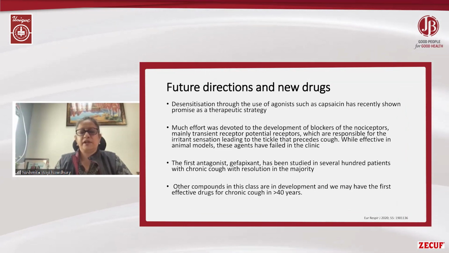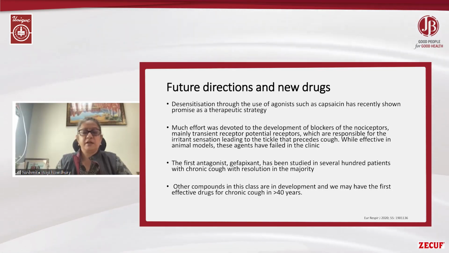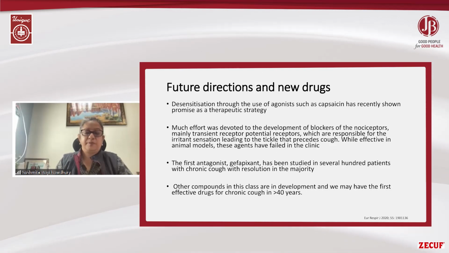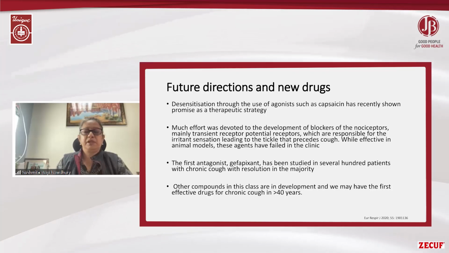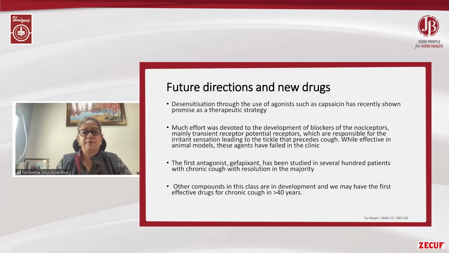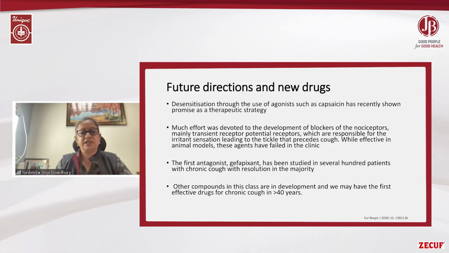So there are new drugs that are available for desensitization through the use of antagonists such as capsaicin, which show a promising therapeutic strategy. But how it is going to pan out, we really don't know. At the moment, most people think that cough suppressants such as dextromethorphan are good things for cough. But please remember, cough is only a symptom. Much effort was devoted to the development of blockers of the nociceptors, mainly transient receptor potential receptors, responsible for irritant sensation, leading to tickles that precede cough. While effective in animal models, these agents have unfortunately failed in the clinic.